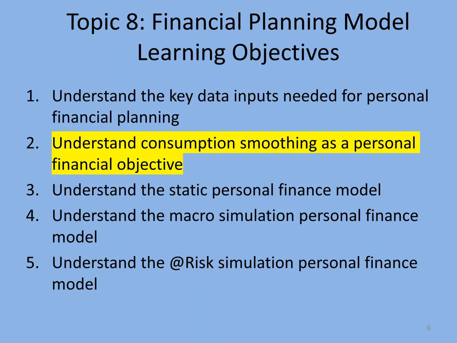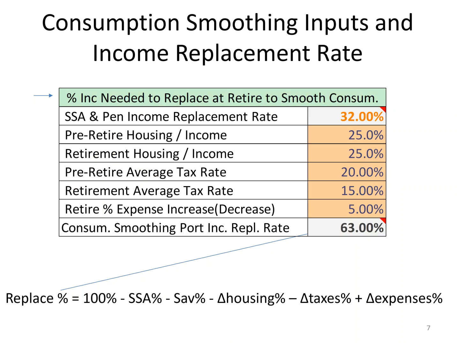Financial Modeling, Topic 8, Financial Planning Model, Section 2, Understanding Consumption Smoothing as a Personal Financial Objective.